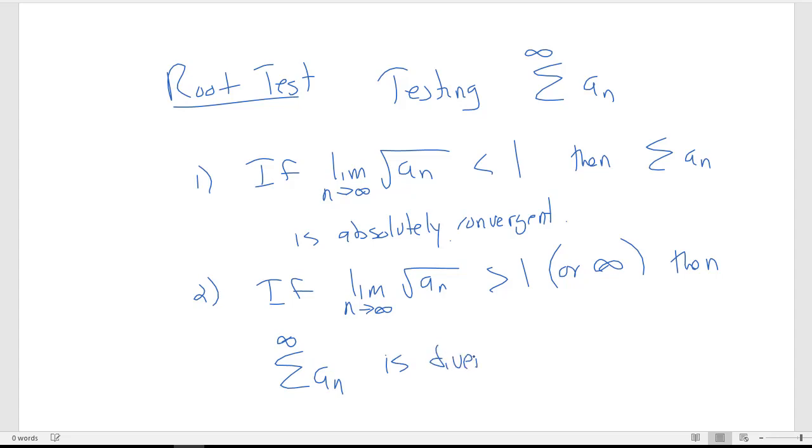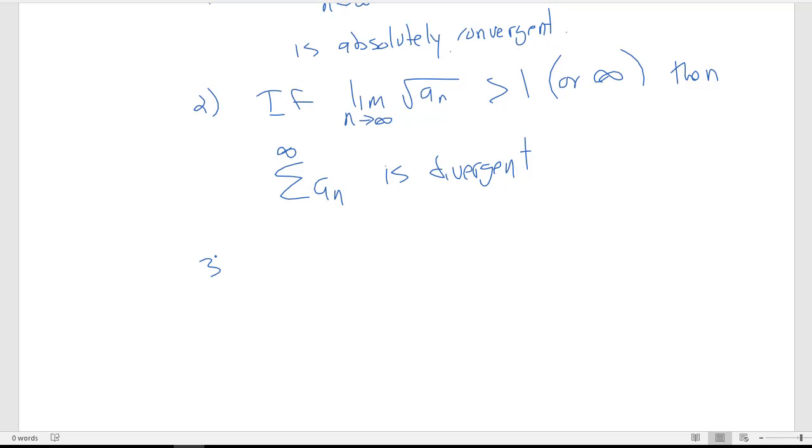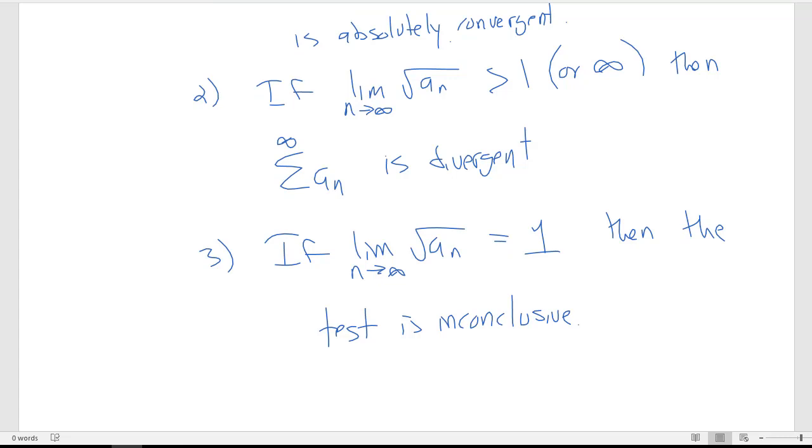And then again, similar to the ratio test, case 3 would say if the limit of the nth root of the terms in the series is equal to 1, then the test is inconclusive. So let's take an example here. Look at an example where we would apply the root test.